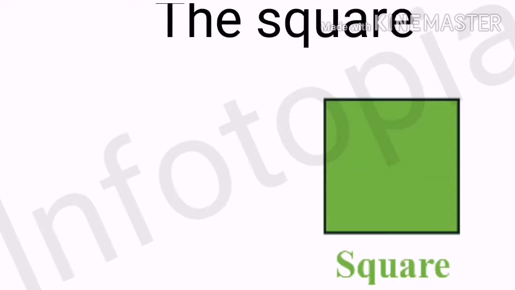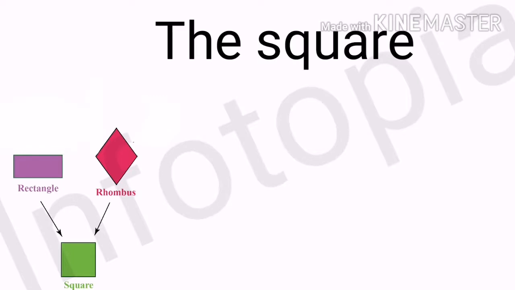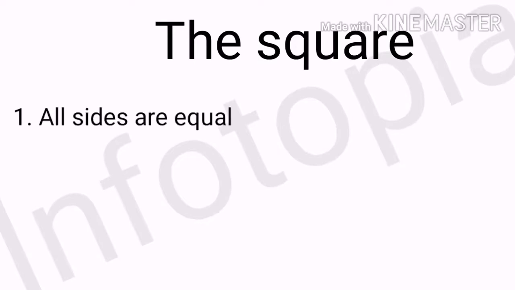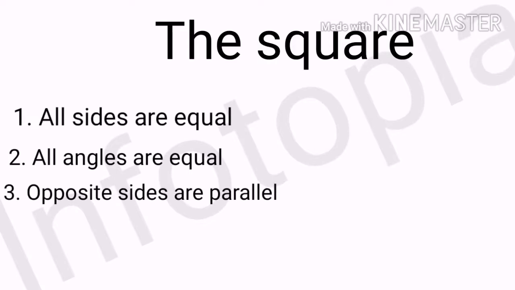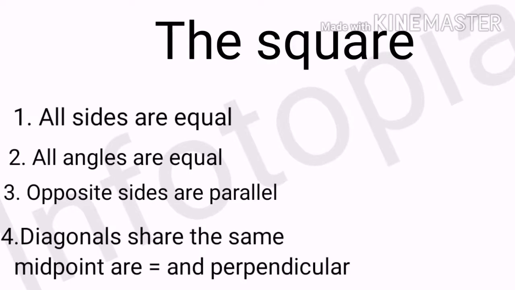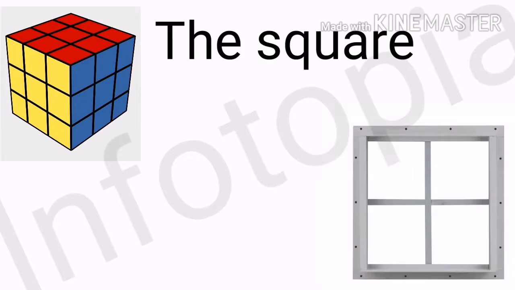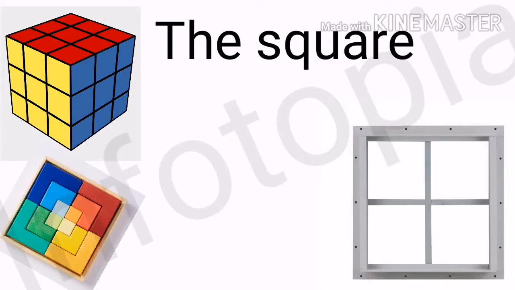Next up, we have the square. The square is the child of both the rectangle and the rhombus. Therefore, it has all of their characteristics and the characteristics of the parallelogram, which are that all sides are equal, all angles are equal, opposite sides are parallel, the diagonals share the same midpoint, are equal, and perpendicular to each other. They are also the bisectors of their angles. Some examples include Rubik's cubes, windows, puzzles, and picture frames.